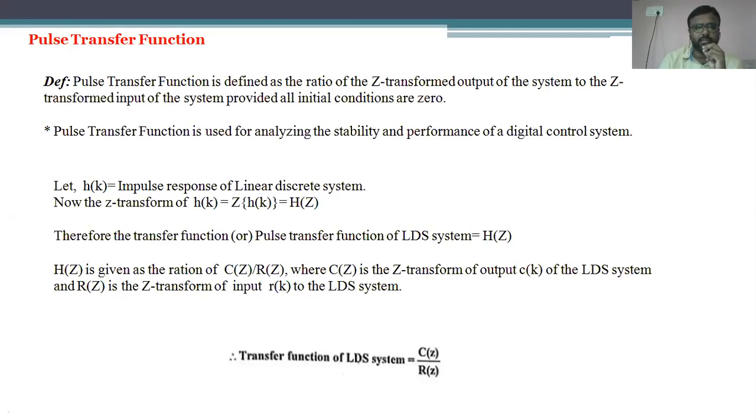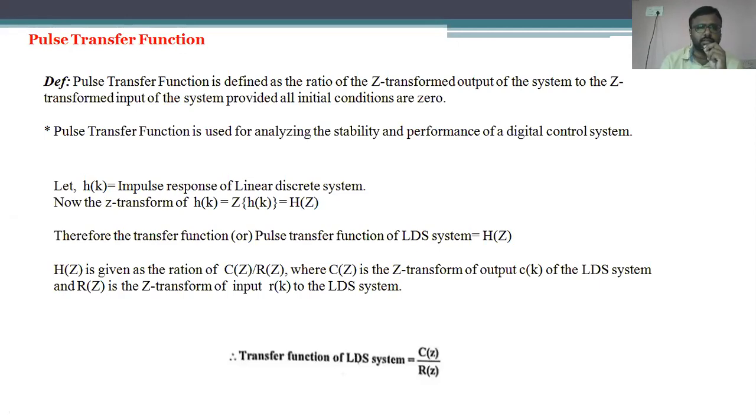So, we are in the discussion of the second unit. That means recollecting all the topics which we have covered in the Z transformations. In the previous class, we have seen some of the topics, and later on, we are once again recollecting the last concept of the second unit, that is pulse transfer function.